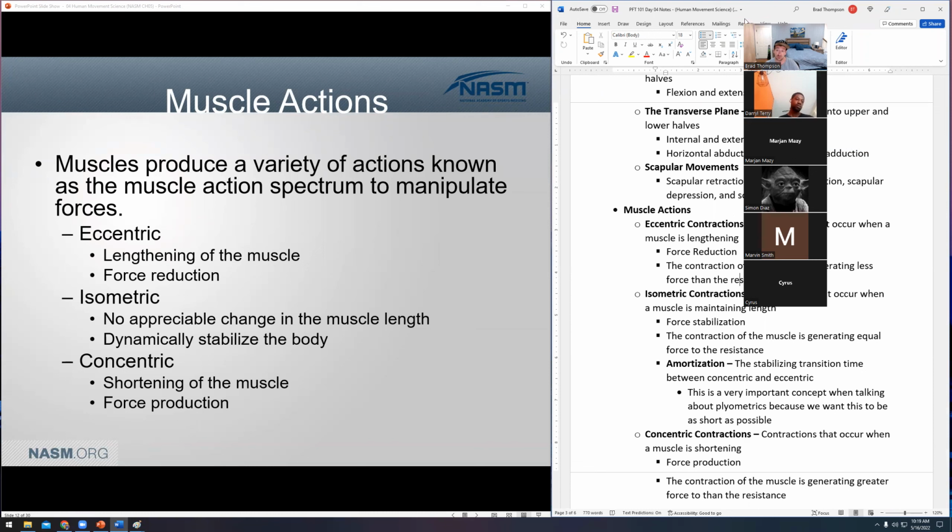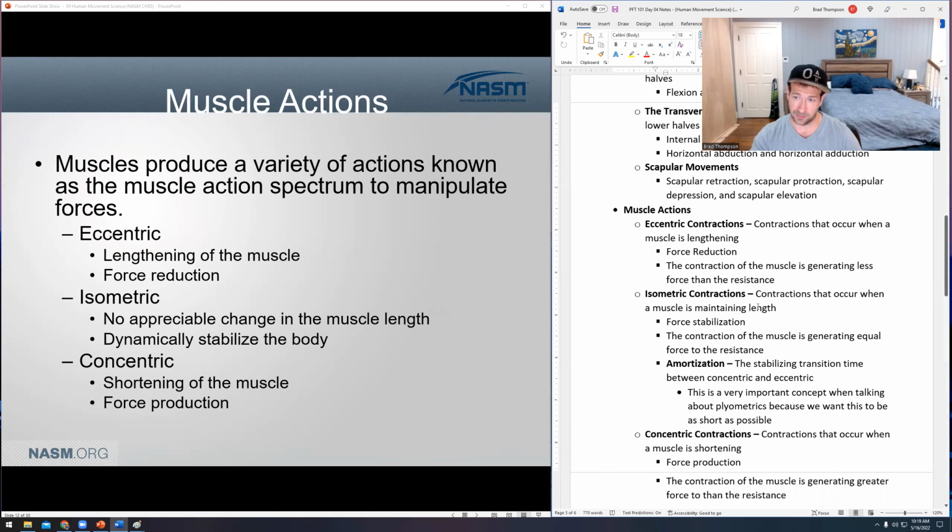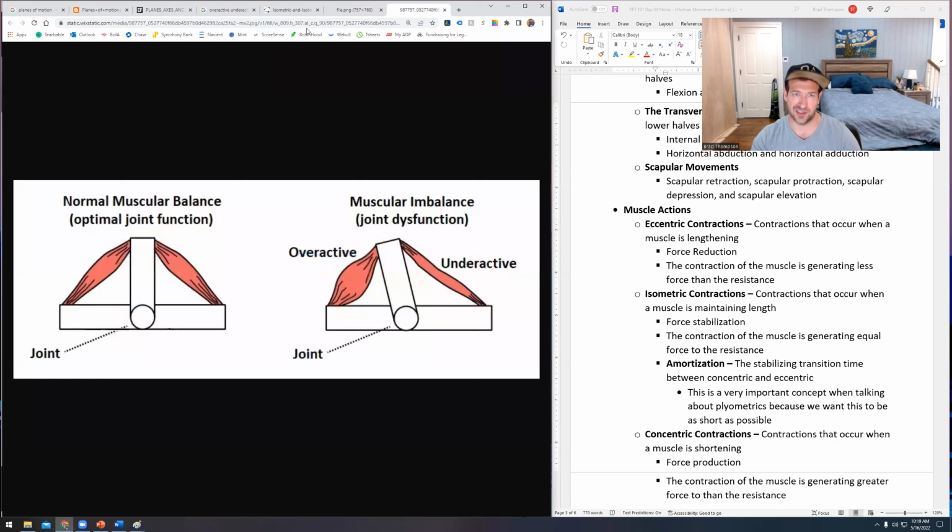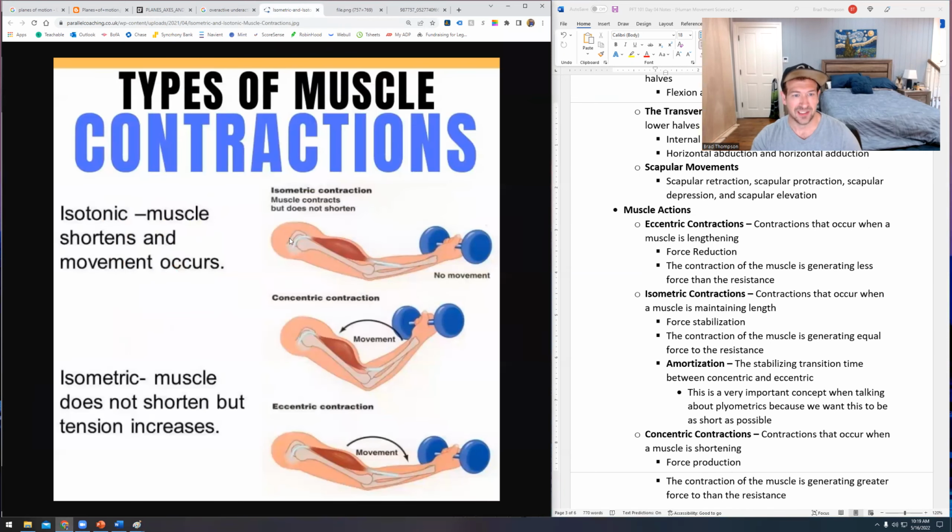A plank is an isometric exercise. A wall sit is an isometric exercise. Anything where I'm holding my place, right? That's always kind of hard to draw because all drawings are kind of static, but you can see that one right here. The arrow's not shortening, the arrow's not lengthening, it's just staying put. That's an isometric contraction, okay?